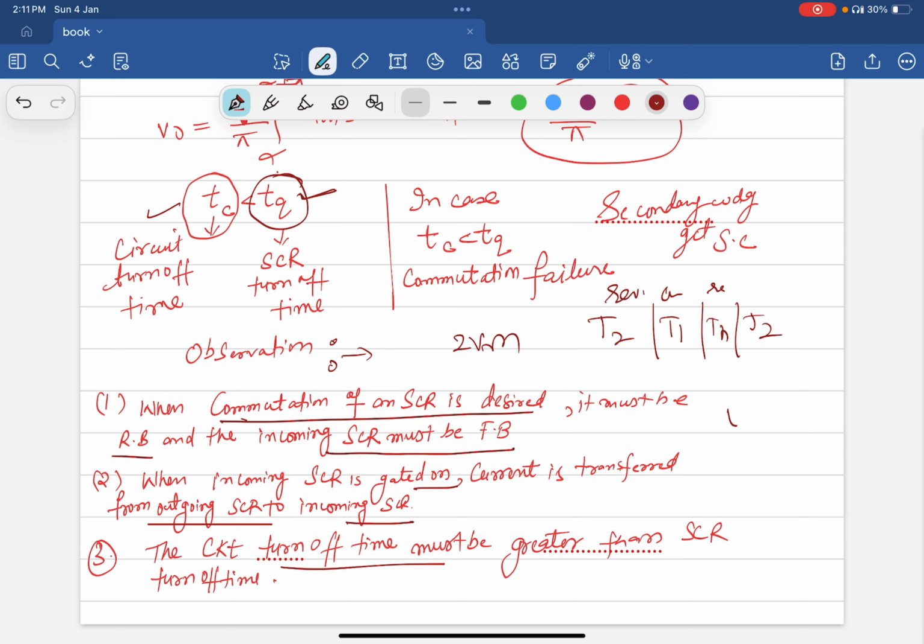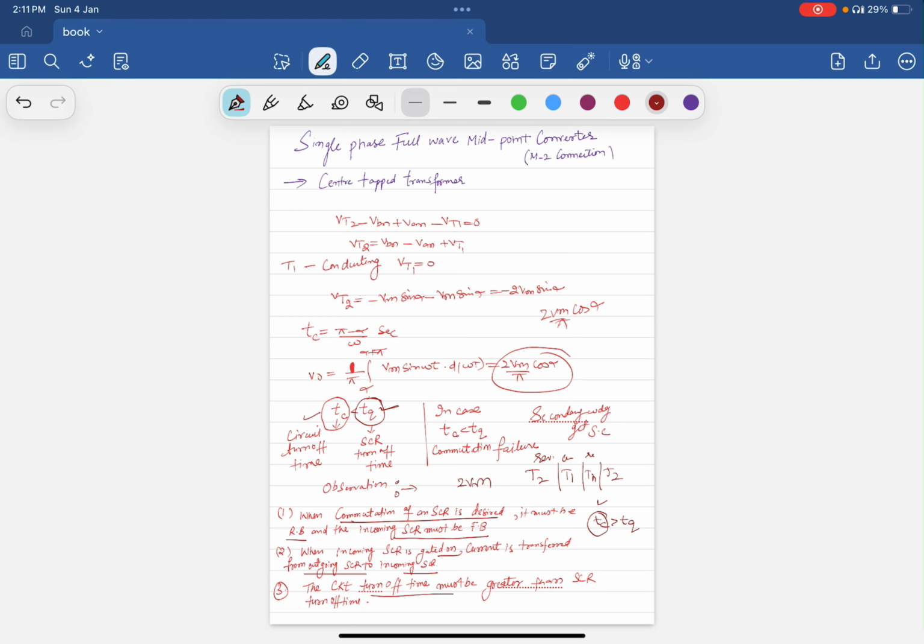The circuit turn off time must be greater than the SCR turn off time, because the circuit should turn off faster than the SCR to prevent the SCR from damage. As I already discussed, due to commutation failure, if the rate of rise of fault current is higher, the incoming SCR may get damaged in case the protecting element does not clear the fault. So this is its explanation. Thank you very much.